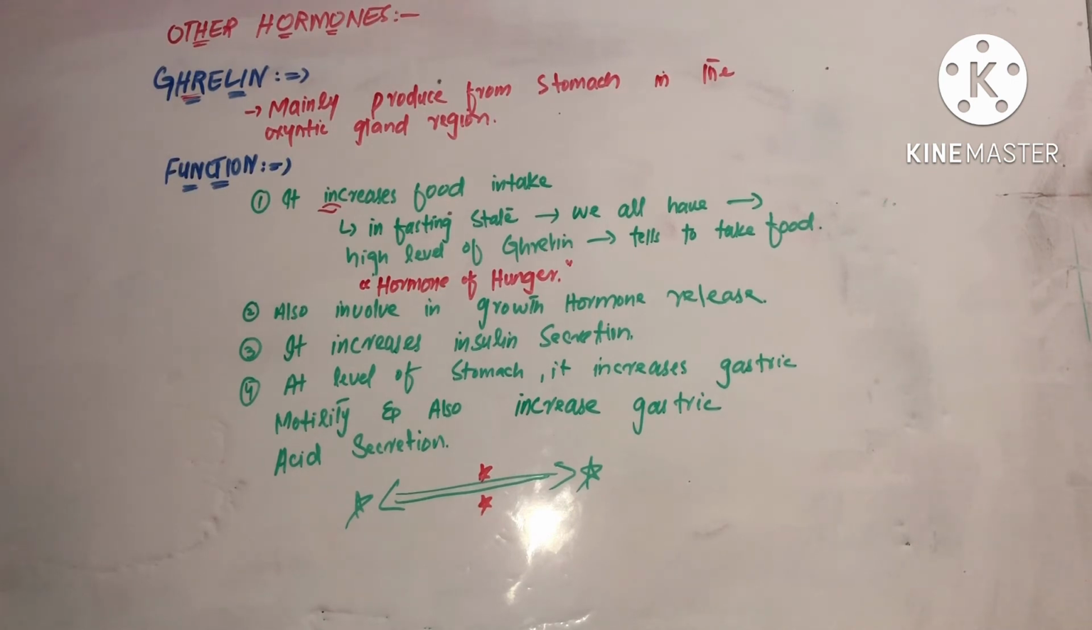The second function is that it is involved in growth hormone release. The third function is that it increases insulin secretion. The last function of ghrelin is that at the level of the stomach, it increases gastric motility, and it also increases gastric acid secretions. So this was all about gastric secretions and the GIT hormones. We have studied almost all the hormones that are secreted in the GIT tract.